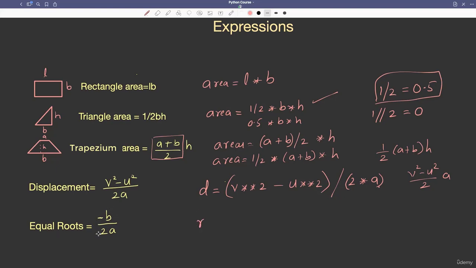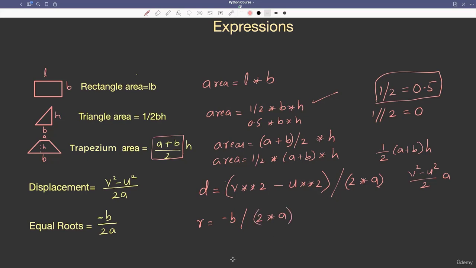This formula is for the equal roots of a quadratic equation. So I have taken a partial formula here. So this root is equal to minus b by 2 into a. Is it valid? No. This a is also in the denominator, so it should be in bracket.